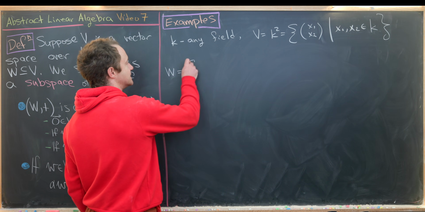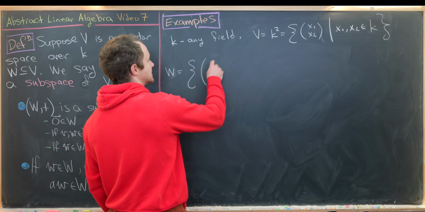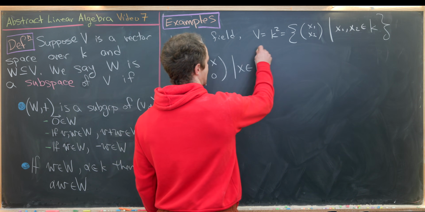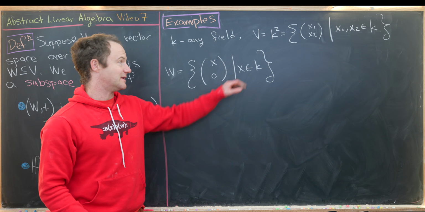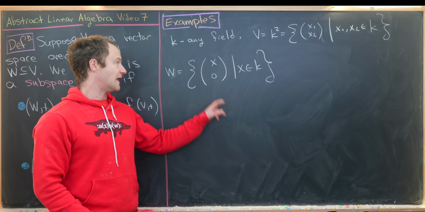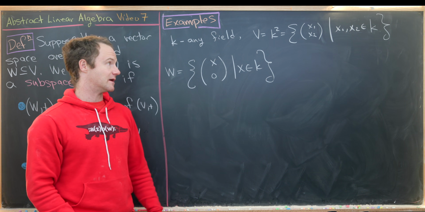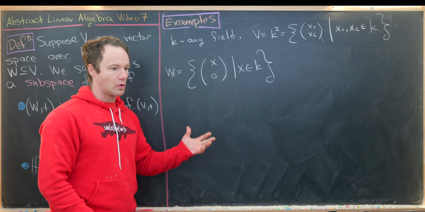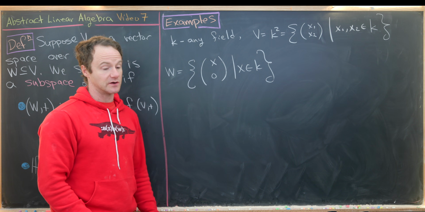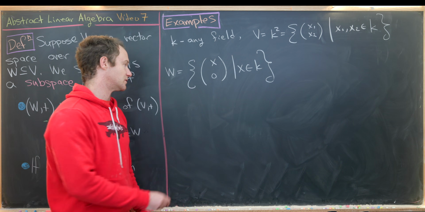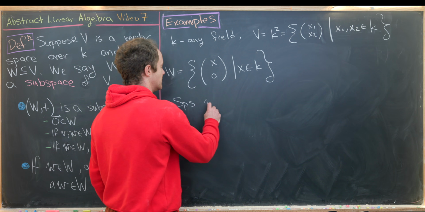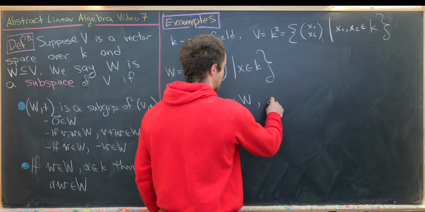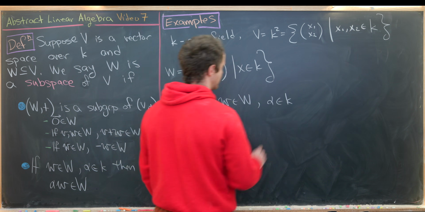So I'll say W is equal to the following set: (x, 0), where x comes from K. So in other words, the first component can be anything we want, and the second component has to be the number 0. So let's check this as a subspace. Recall, all we need to do is check that it's closed under vector addition and scalar multiplication. So let's suppose v and w are in W, and then alpha is from K.